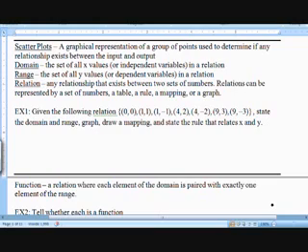We'll now go over a few more definitions that will appear throughout the textbook throughout the year. The first one is a scatter plot, and we'll talk about this much more later on in this chapter. It says a scatter plot is a graphical representation of a group of points used to determine if any relationship exists between the input and the output, or the x and the y.